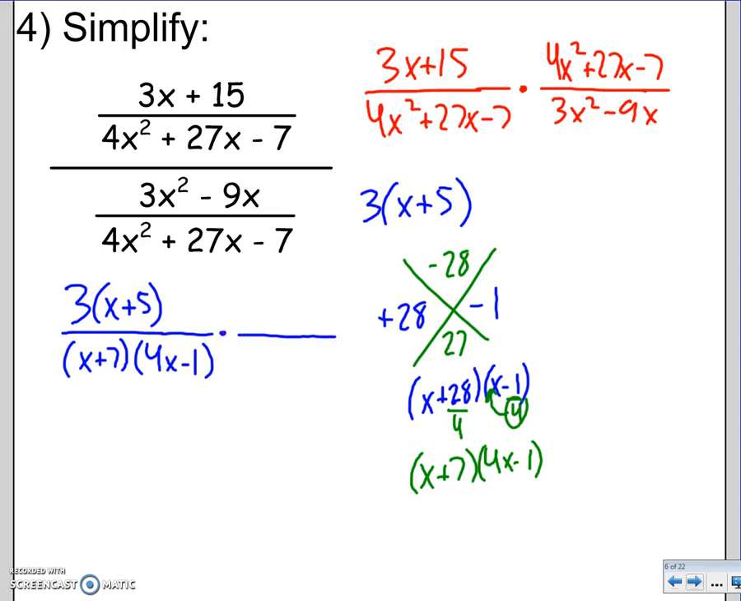Times the next fraction. Well, hey, that top right is the same as the bottom left, so I'm not going to redo the x. I'm just going to use the same answer again. So x plus 7, 4x minus 1.